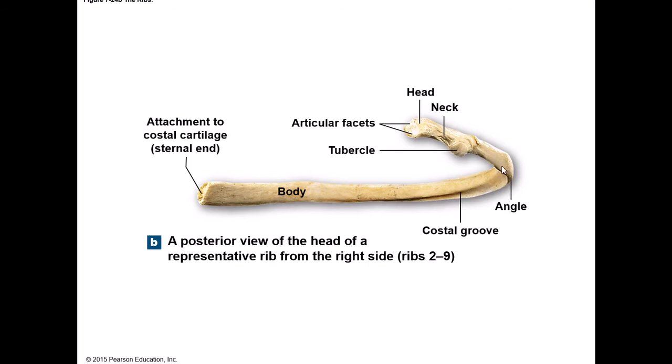So where it changes direction to head to the front of the body, this is referred to as the angle. The main portion of the rib right here, if you were just kind of holding it in here, you would call this the body. And then the part that's going to attach to the costal cartilage, right, that hyaline cartilage, is just known as the sternal end. On the underside of the rib, you're going to see a groove. It's usually best visualized right like at the angle, like right here, and then it heads to the body. This is called the costal groove.